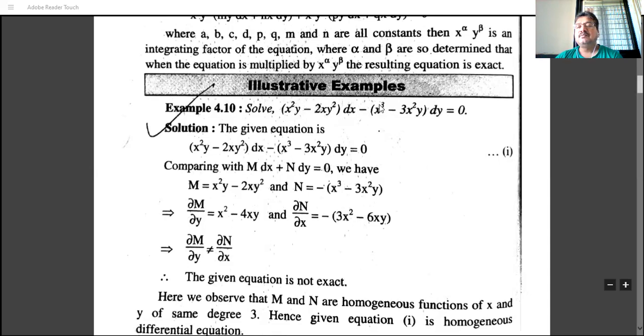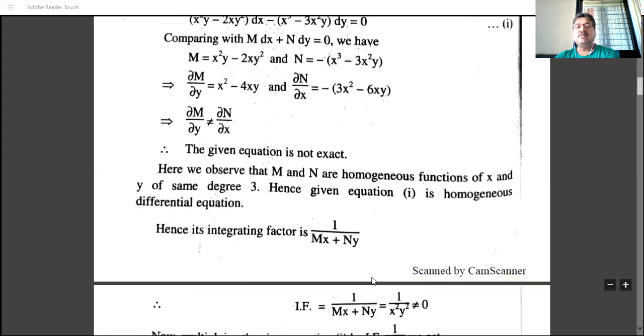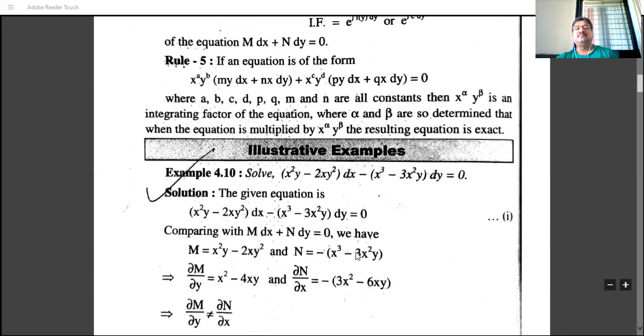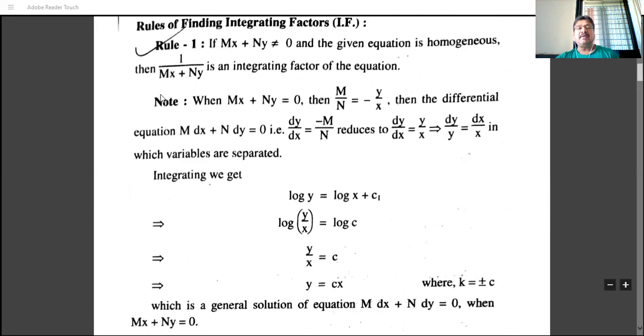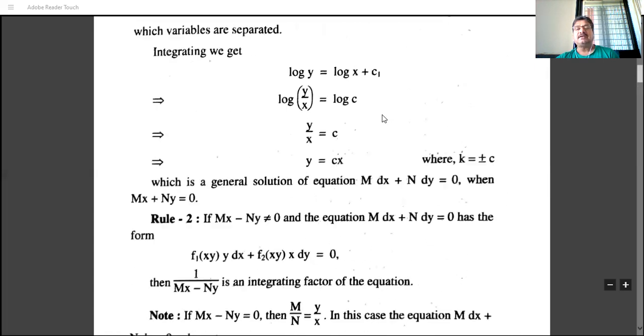Similarly, if you observe this, minus x cube, the power of x is 3, power of y is 0. So 3 plus 0 is 3, and the power of x is 2, power of y is 1, so 2 plus 1 is 3. So both M and N are homogeneous functions of degree 3. And so this given differential equation is a homogeneous differential equation, and Mx plus Ny is not equal to 0. And therefore 1 by Mx plus Ny is the integrating factor.